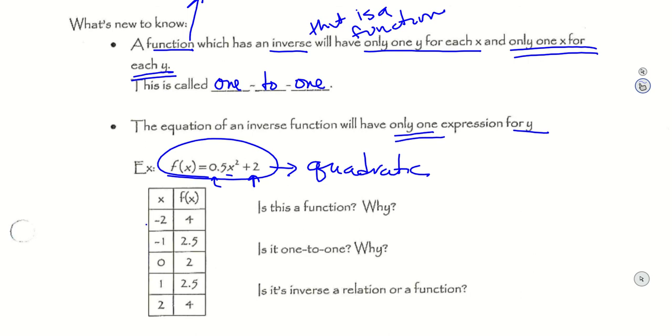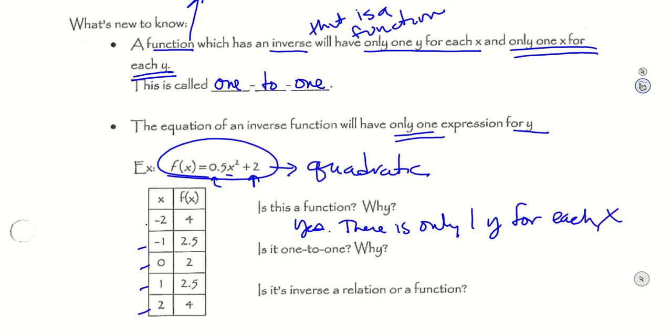Well, look at our x's. Every x is different, so there is never the same x paired with two different y's. So the answer would be yes. There is only one y for each x. Is it 1-to-1? Well, the answer to that question is no. You'll notice that y's are repeated, and then they are paired with different x's.